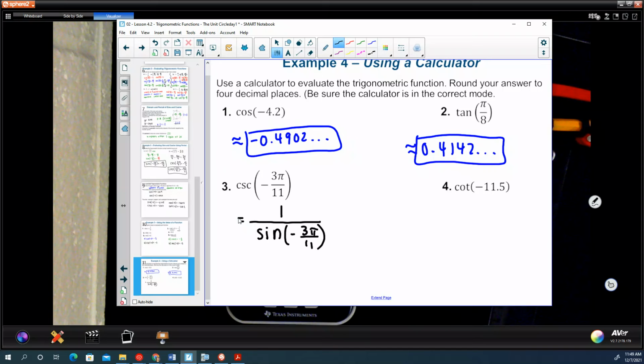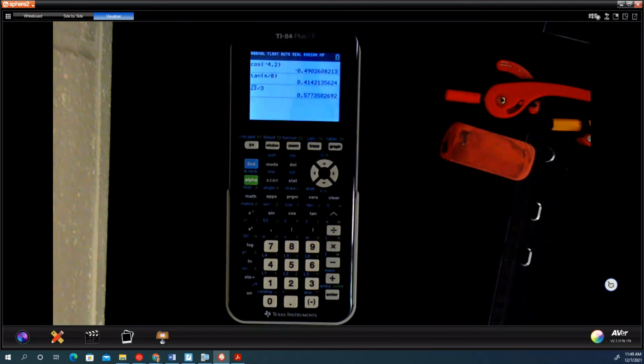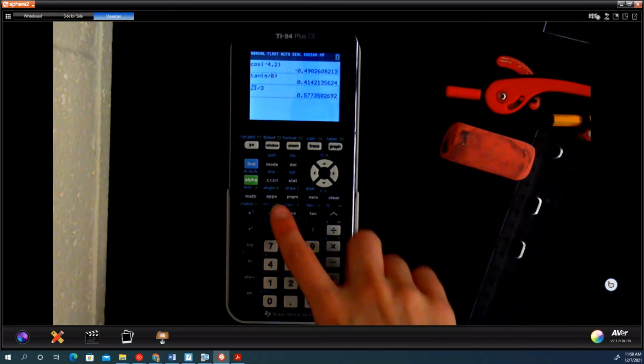Would you do the reciprocal? No, sine to the negative first, that's inverse. That's something different. That's inverse sine. We'll get there. Could you do sine and then flip it? Well, you're going to get a decimal. Yes, so you could do this.